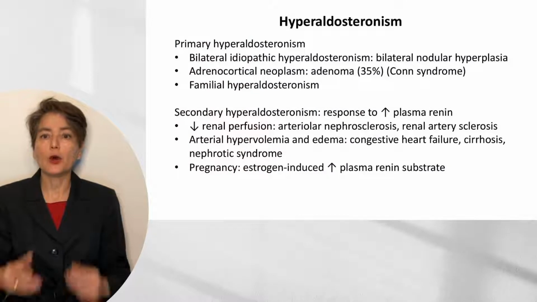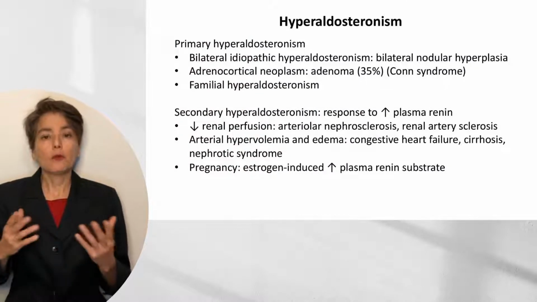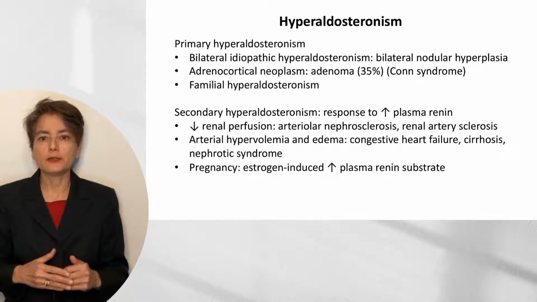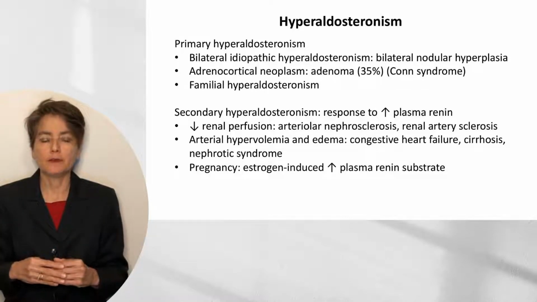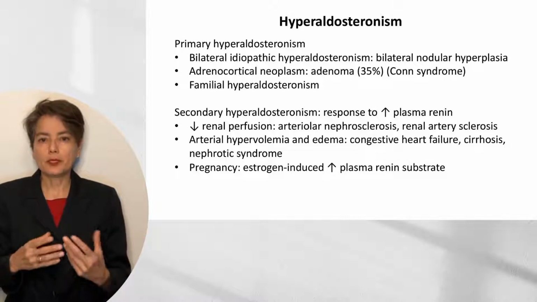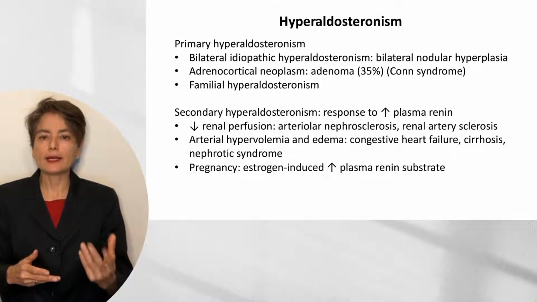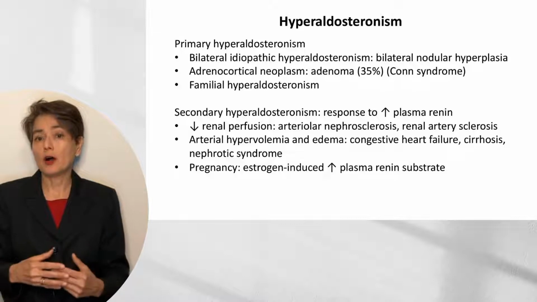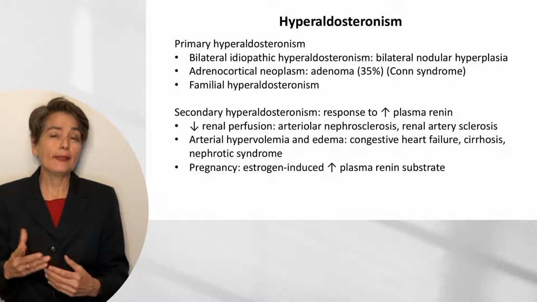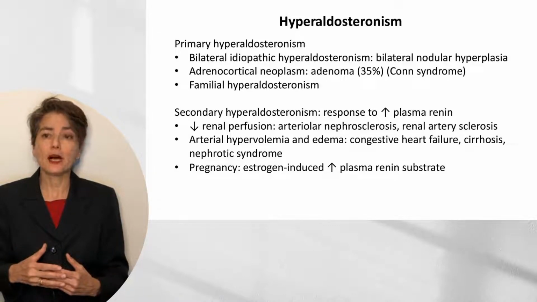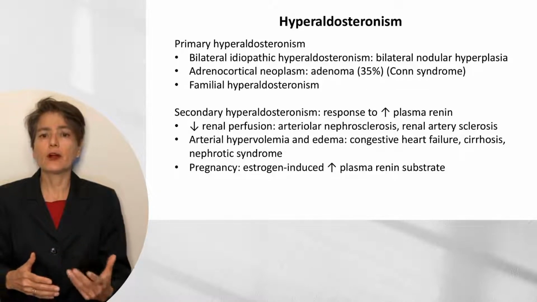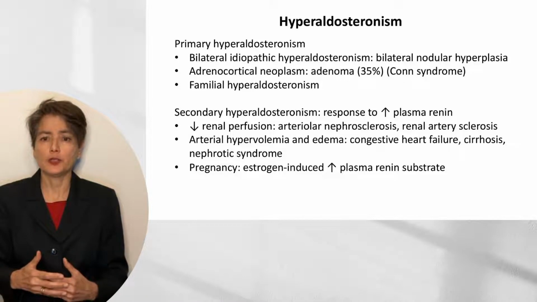Let's now move on to hyperaldosteronism. So we always like to divide things up, make it easier to digest. We have primary hyperaldosteronism and secondary hyperaldosteronism. Now the most common cause of primary hyperaldosteronism will be bilateral idiopathic hyperaldosteronism, and this is due to bilateral nodular hyperplasia. The second most common cause will be an adrenocortical neoplasm, and that will be an adenoma about 35% of the time, and in that setting, this is referred to as Conn syndrome. Finally, there are rare cases of familial hyperaldosteronism.